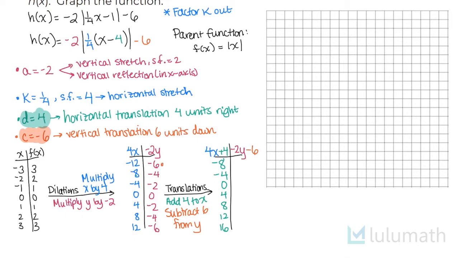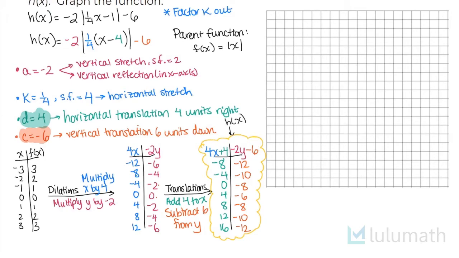So when I take -6 and I subtract 6 from it, I end up getting -12. -4 minus 6 is -10. -2 minus 6 is -8. 0 minus 6 is -6, so on and so forth. And this table of values right here represents what h of x is.